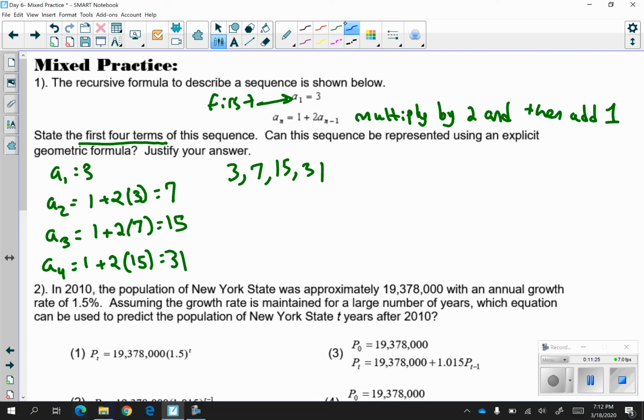Now they want to know, can this sequence be represented using an explicit geometric formula? Most importantly, the key word is geometric. You can't write it explicitly if it's not geometric because you need a common ratio. So look at your terms 3, 7, 15, and 31. Can you multiply 3 by a number to get to 7, and then multiply 7 by the same number to get to 15? And the answer is no, there's no common ratio here.